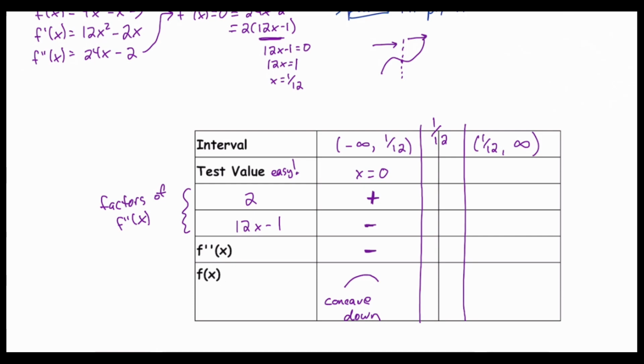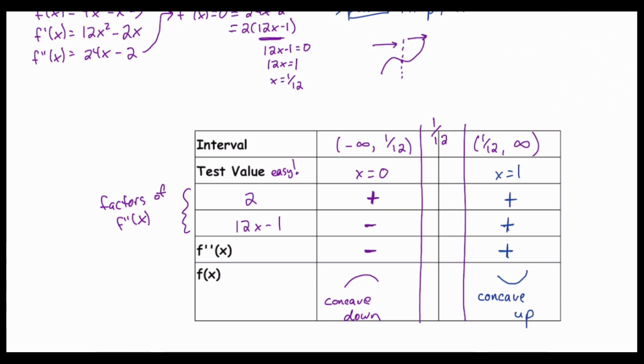All right, what's going on in my other interval? So let's choose some value between 1 over 12 and positive infinity. Let's just use x equals 1. Once again, looking at my factors, 2 is always positive. If I substitute x equals 1 into my function here, I'm going to get another positive value. Multiplying these two together because they're factors, positive times positive gives us a positive result. And what does that mean about our original function if our second derivative is positive? It means our function is happy. It means we have concave up.